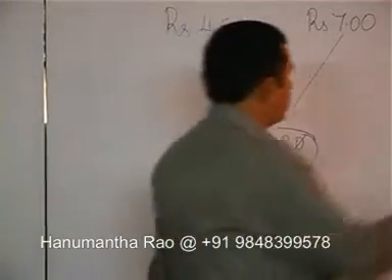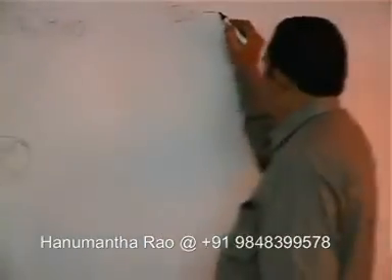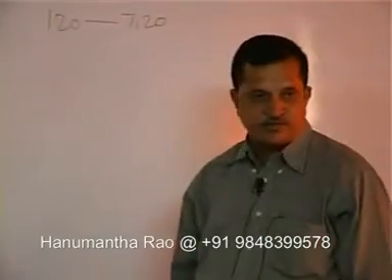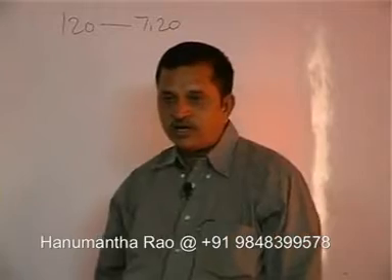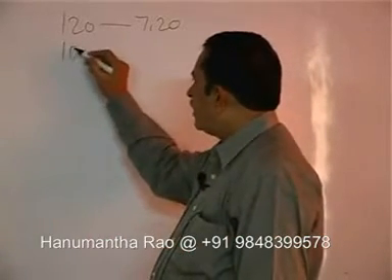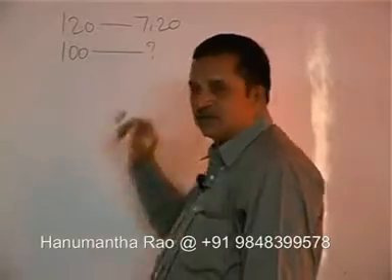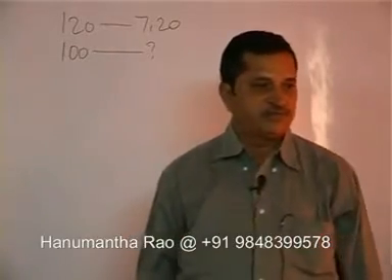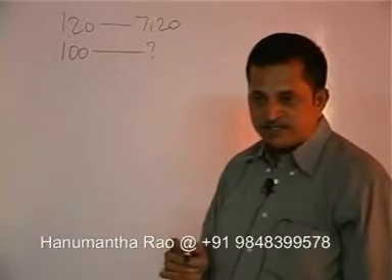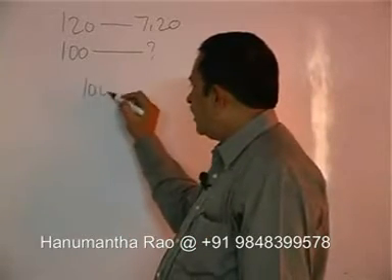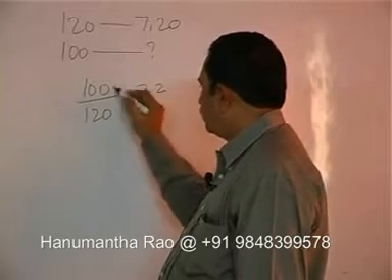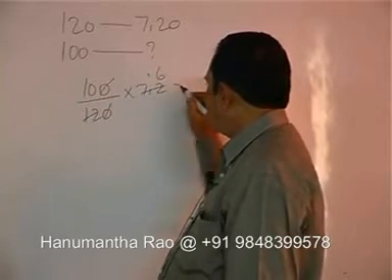20% gain means 120 is equal to 7.20. Yesterday we did profit, loss and discount. 120 is 7.20, so 100 will be equal to how much? You will get the cost price. Compared with 120, the value of 100 is less, so it is 7.20 into 100 by 120, which is 6 rupees.